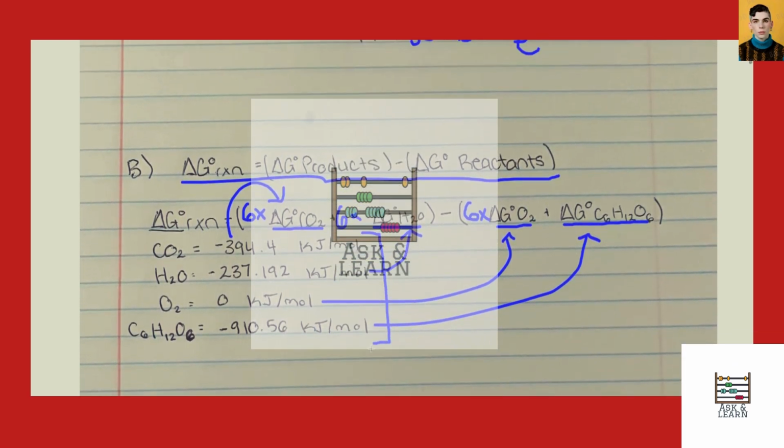And that should come out to be a delta G of reaction of 2,879 kilojoules.